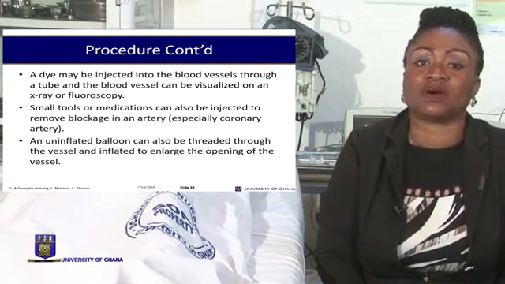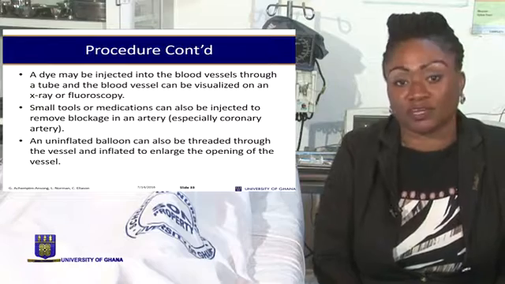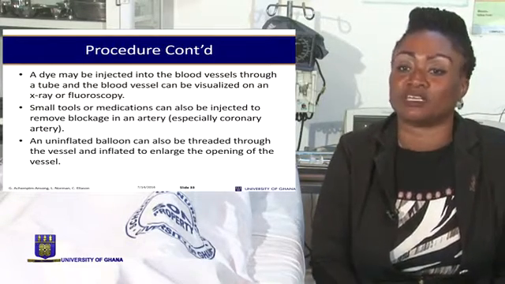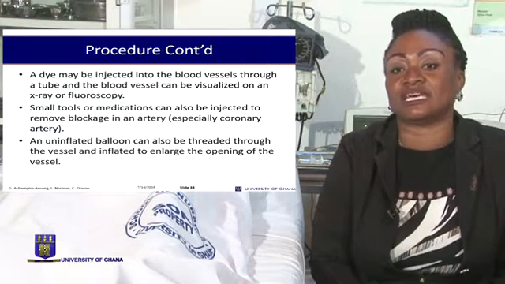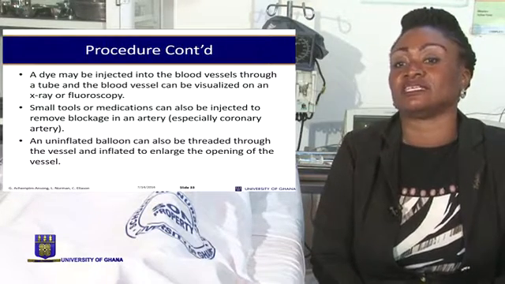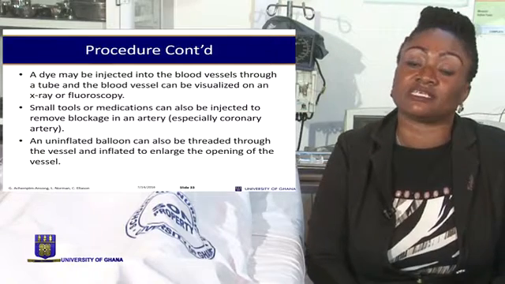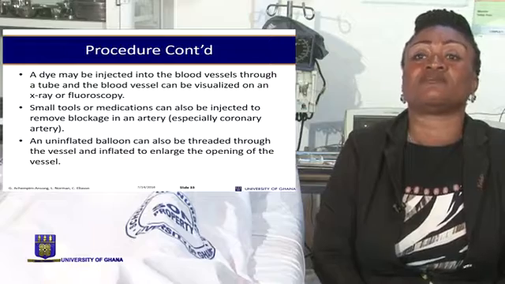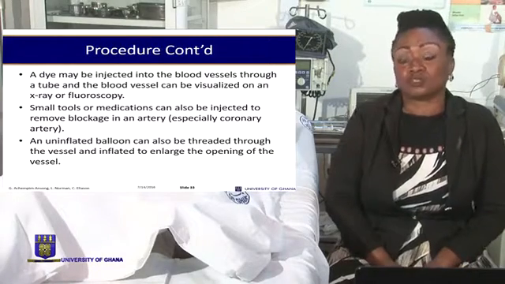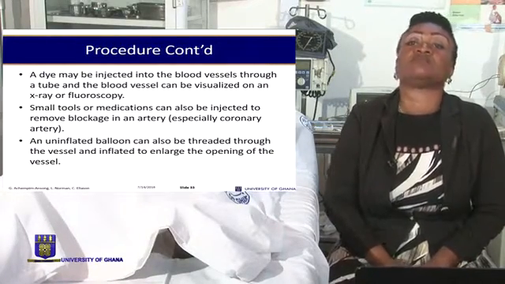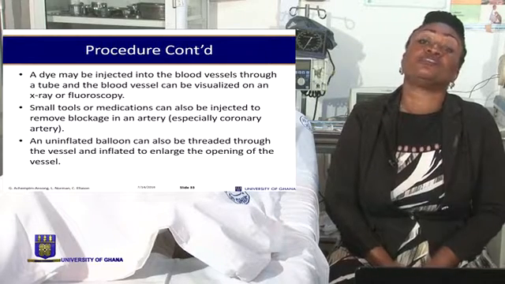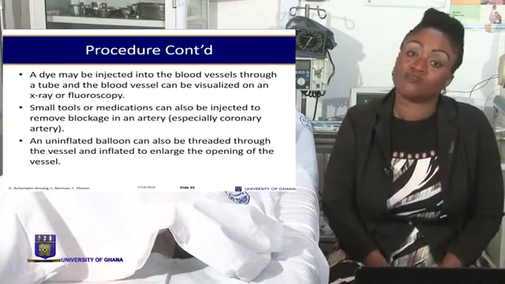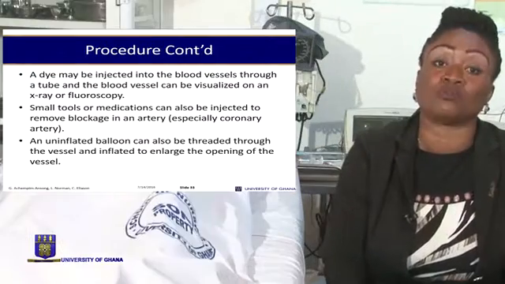And an inflated balloon can also be threaded through the vessel and then inflated to enlarge the opening of the vessel. So please note that with cardiac catheterization, the catheter goes directly into the heart chambers, but angiography can be done not only in the heart chambers; the dye can also be introduced and blood vessels are also visualized for abnormalities such as blockage.